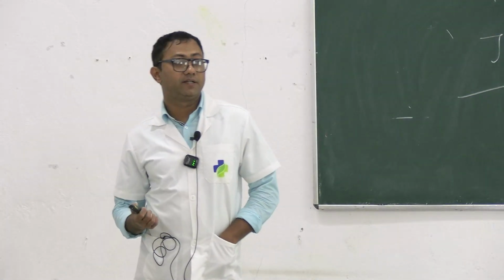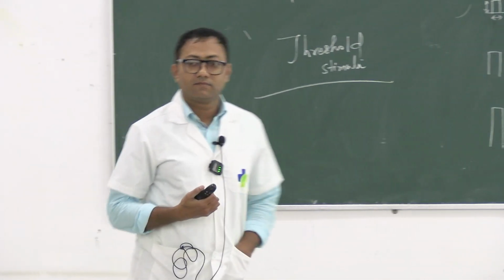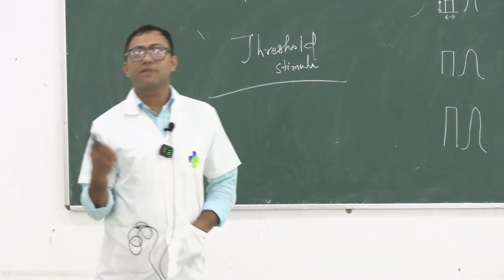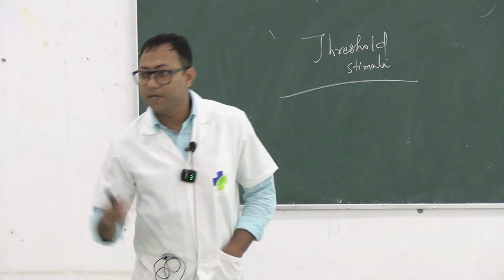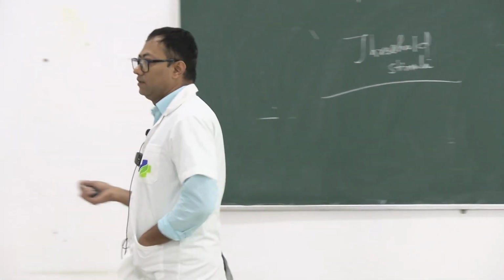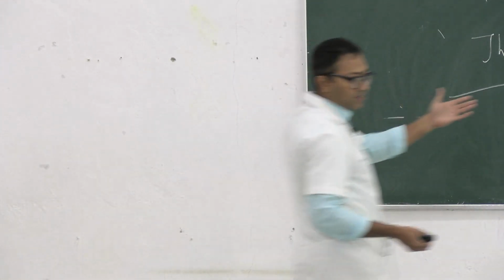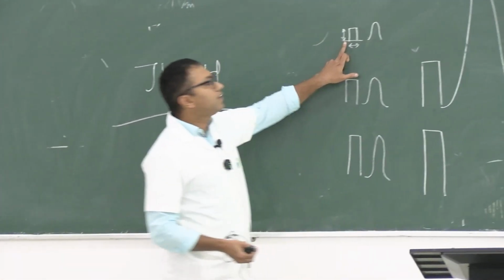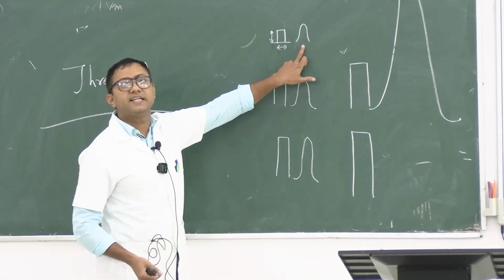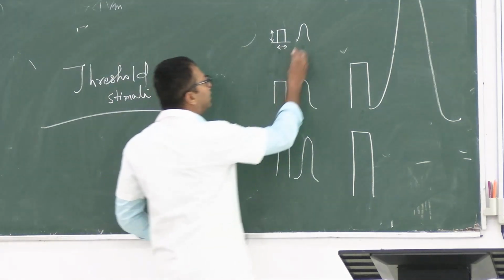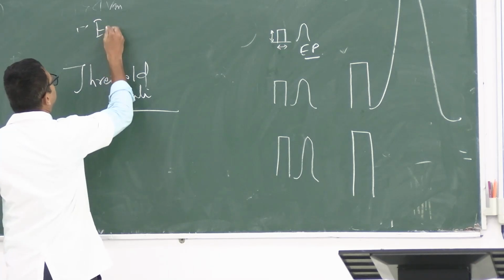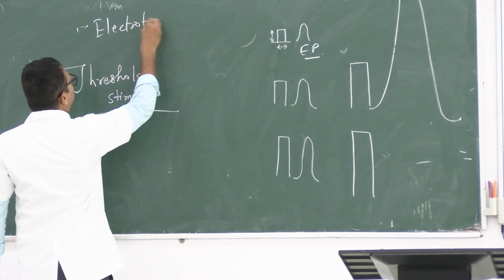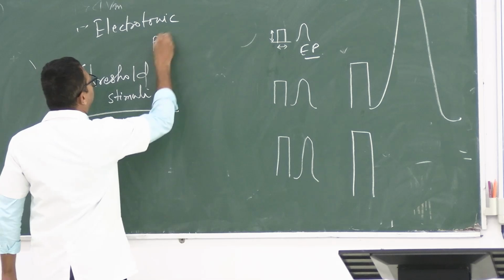Now what is threshold stimuli? Anyone? Yes, the minimum amount of stimulus required to generate an action potential. So you can understand from this, right? You apply a stimulus, no action potential, it is electrotonic potential, it is EP.